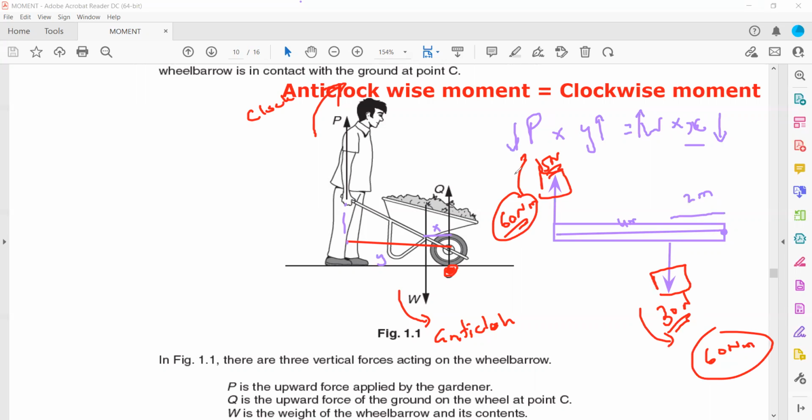So in terms of moment, why is P smaller than W? Because P is acting away from the pivot and W is acting closer to the pivot. Is this part clear? So the first one, we have to tell in terms of forces why P is smaller than W. And the second one, in terms of moment, why P is smaller than W.